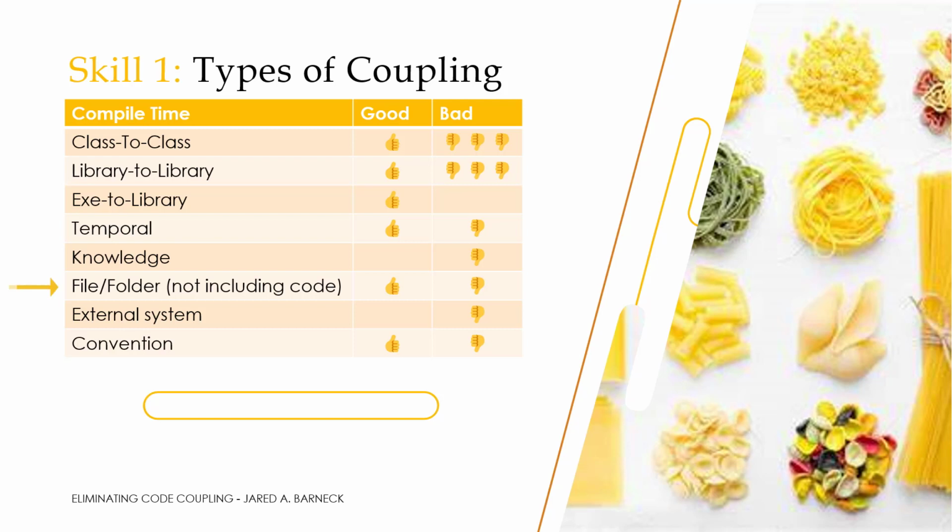File and folder coupling can be good or bad. You can be coupled to the existence of a file or a folder. That's not always bad. For example, in Visual Studio, we build to the bin debug, bin release. We're coupled to those, but that's not bad. But there are lots of bad file and folder coupling. External system: are you coupled to a web server, a database server? And then convention coupling, very similar to file and folder.